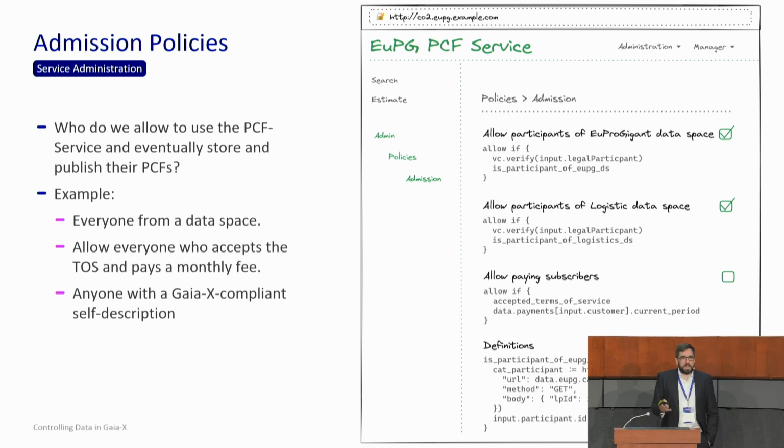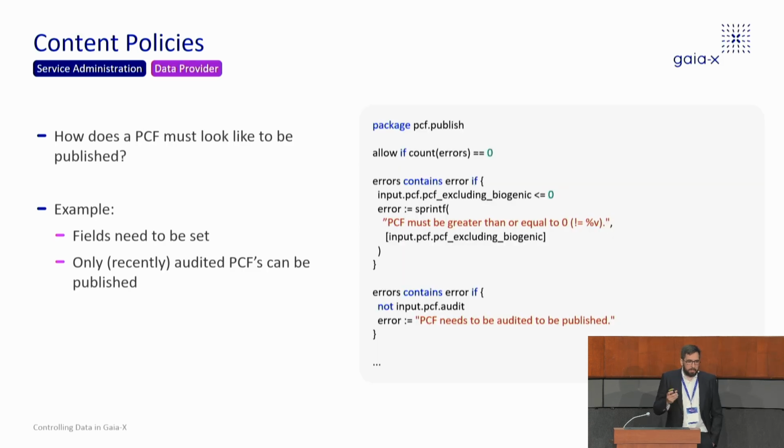But you can also use the identity management system. So you can check if the user provides a token from the identity management system of that data space. Or you can say, anyone with a Gaia-X compliant self-description can use that service, right? So what we have now is we allow users to use the services.